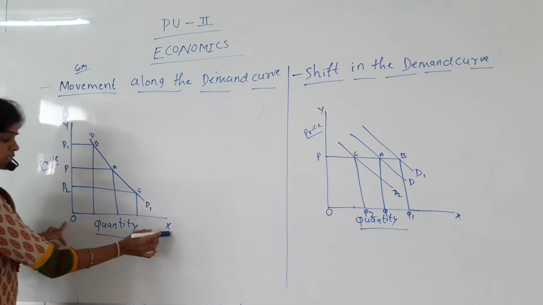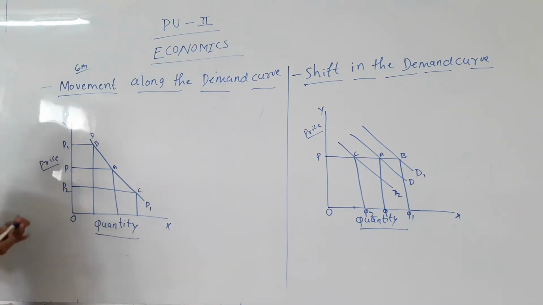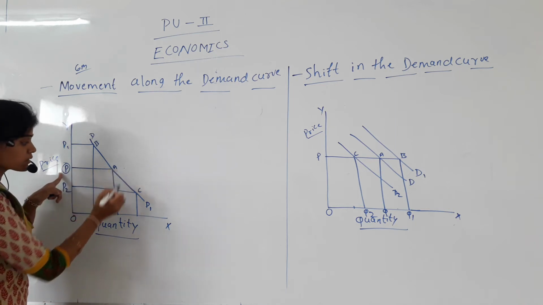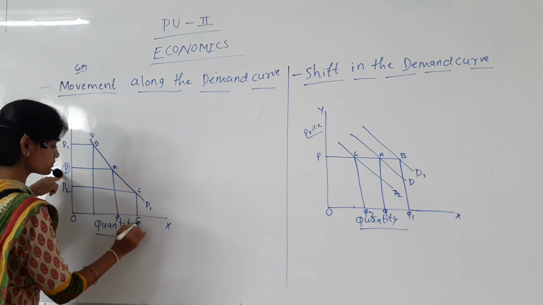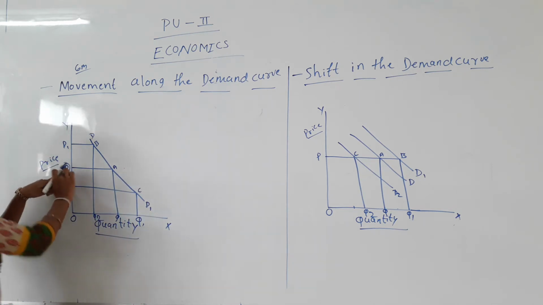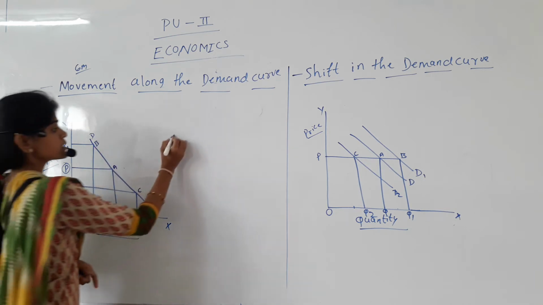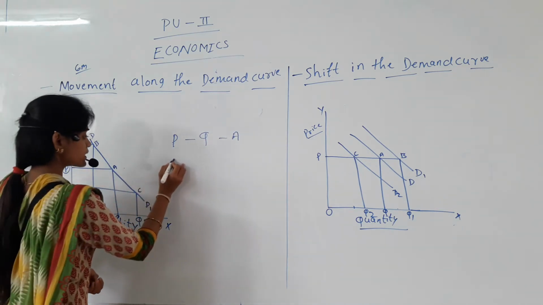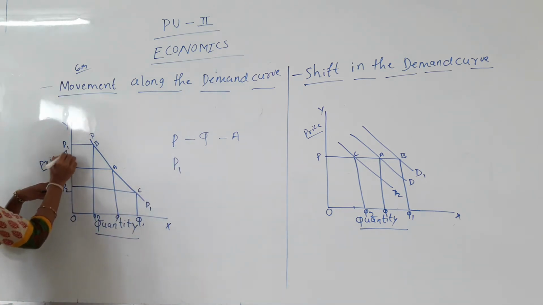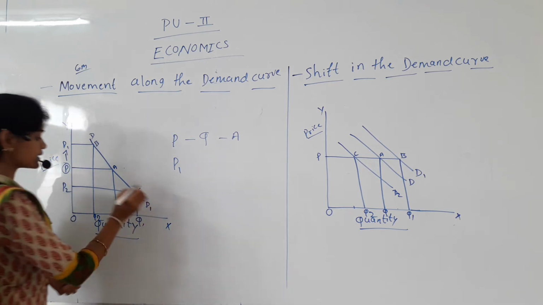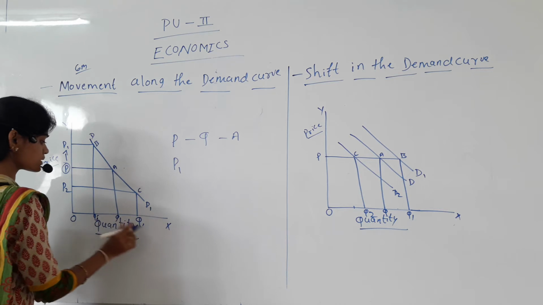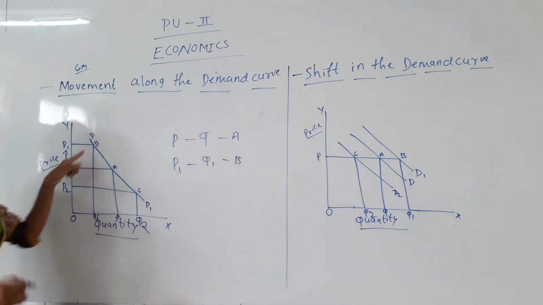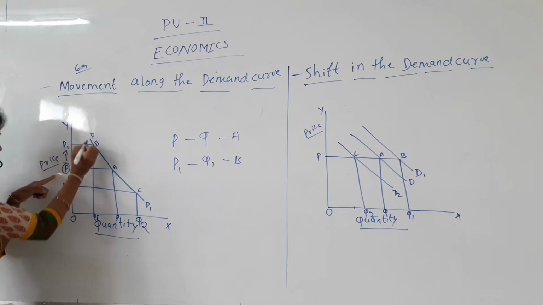See here, OX is the quantity and OY is the price. When the price is P, the quantity is Q and the equilibrium point is A. If the price is increased from P to P1, then the quantity is Q1 and the equilibrium point is B. So if the price is increased from P to P1, then the quantity is decreased.